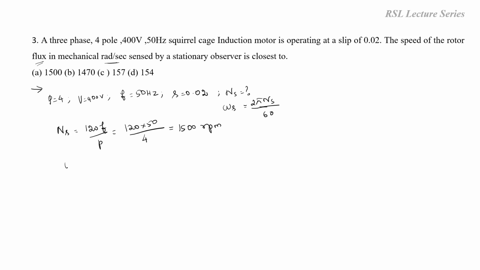Okay. So now omega s is equal to 2 pi into 1500 divided by 60. So this will be equal to 157 radians per second. So the answer is C.